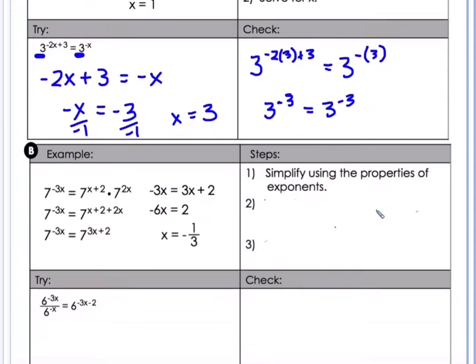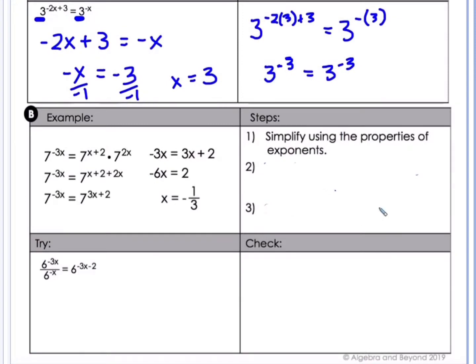Let's scroll down and look at example B. And we can see here that on the right-hand side, we do have same bases, but we have some multiplication first. And you can see it says, step 1, simplify using the properties of exponents. So we want to combine the 7s on this side, so it's just 1 7 over here and 1 7 over here as the same base.